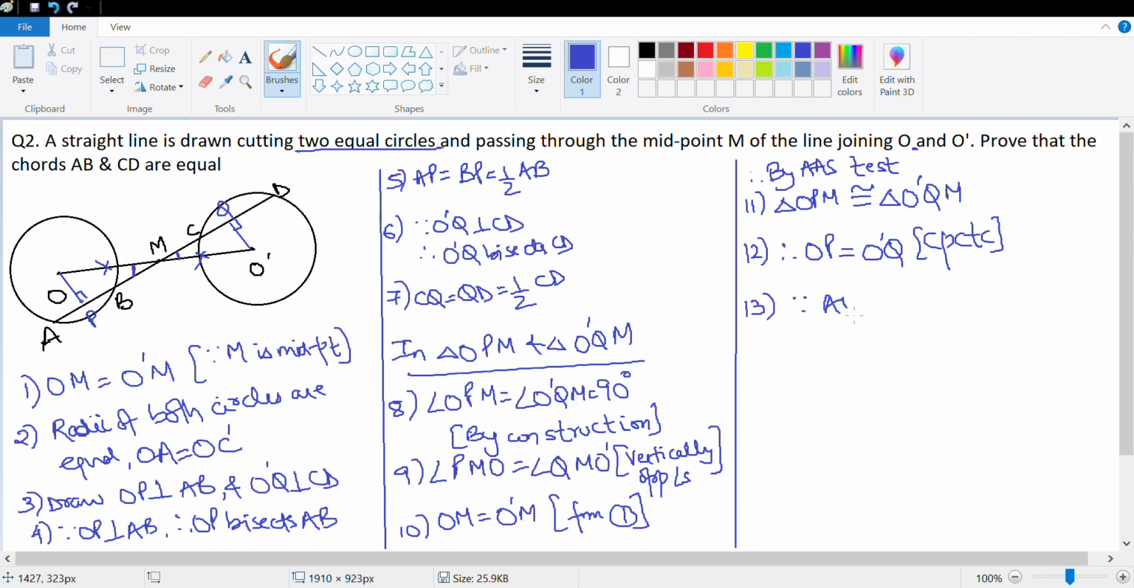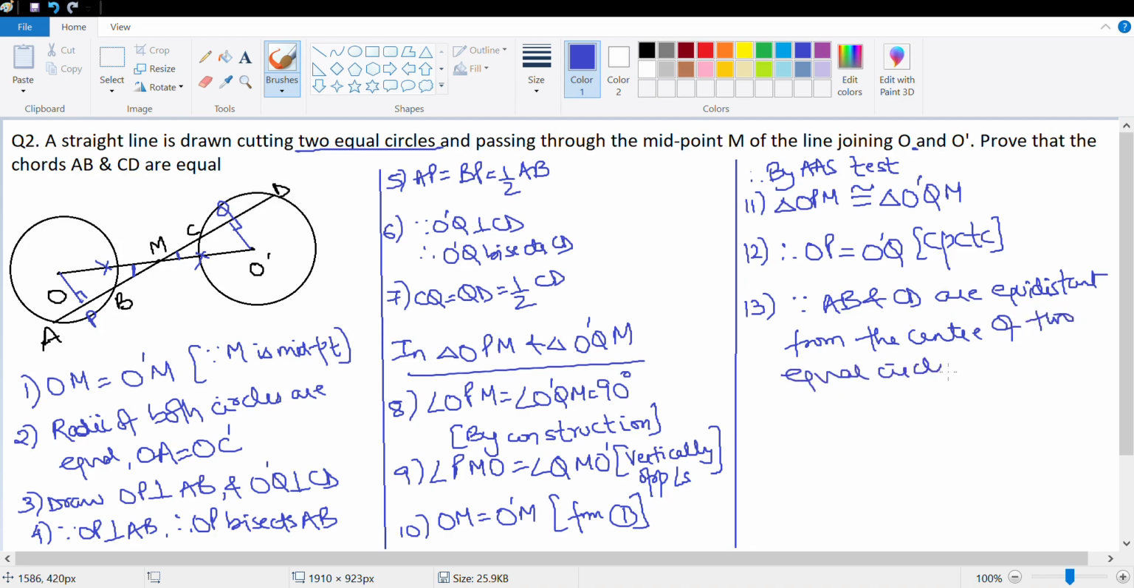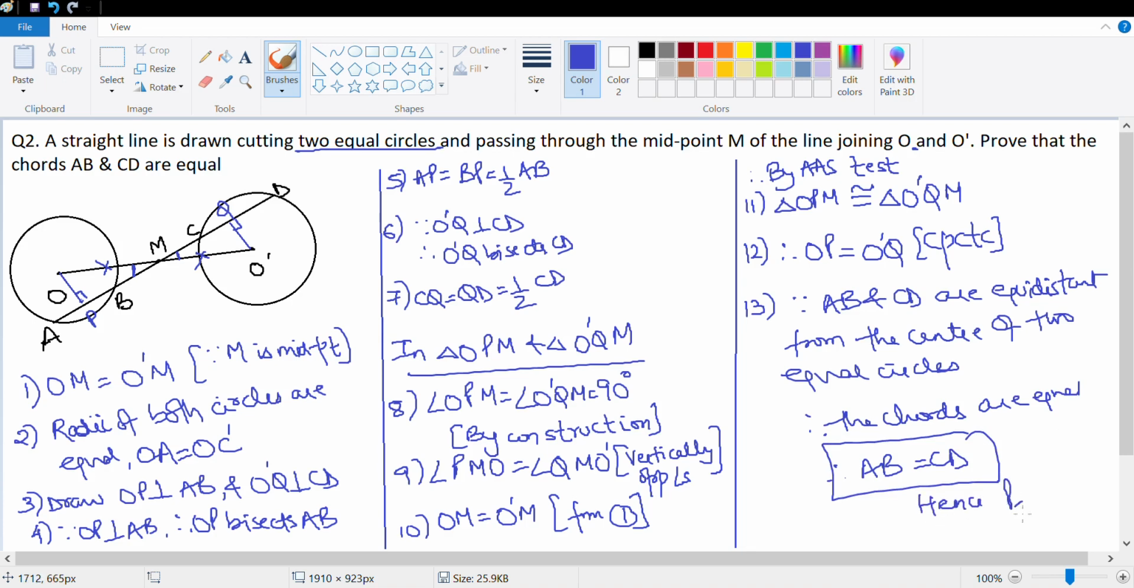Since AB and CD are equidistant from the center of two equal circles, therefore the chords are equal. In this case, therefore AB is equal to CD. Hence proved. Good, interesting question. Let's look at the next one.